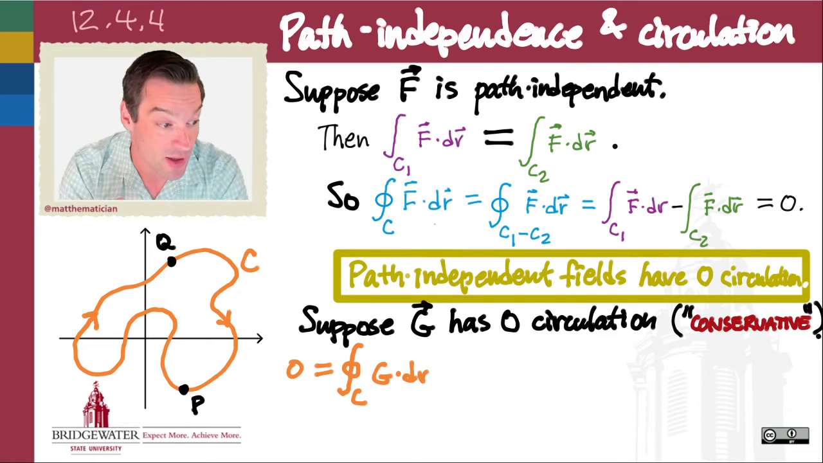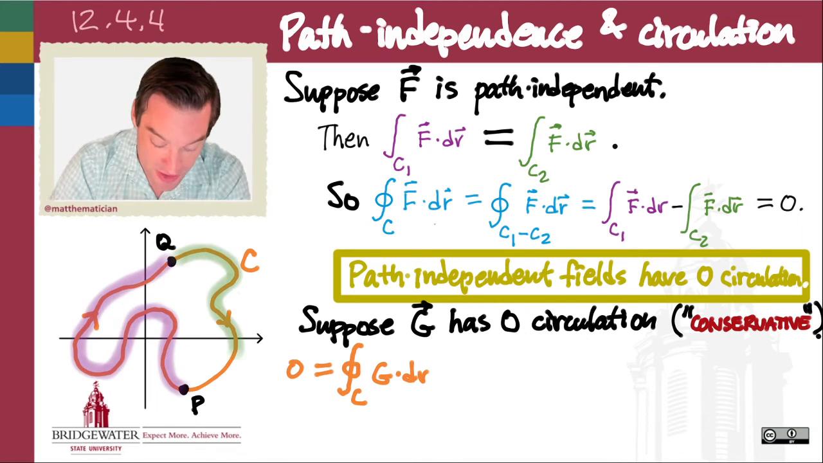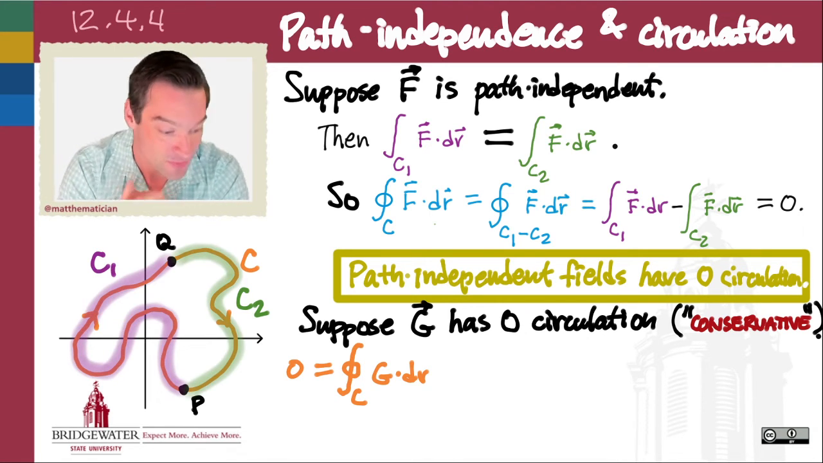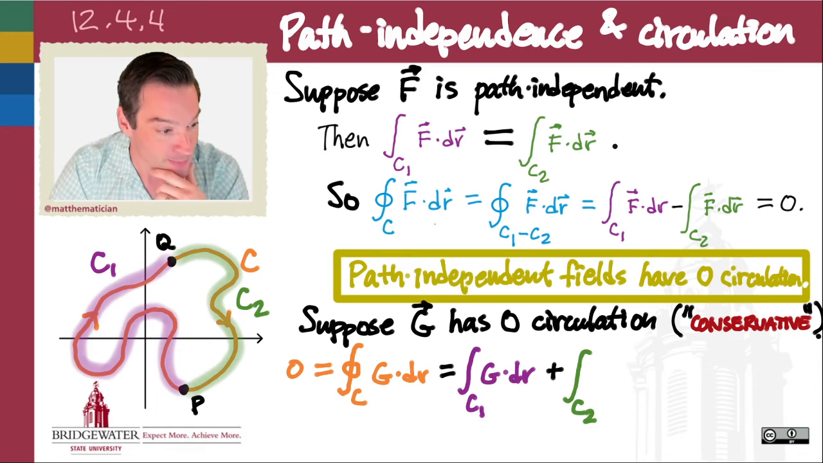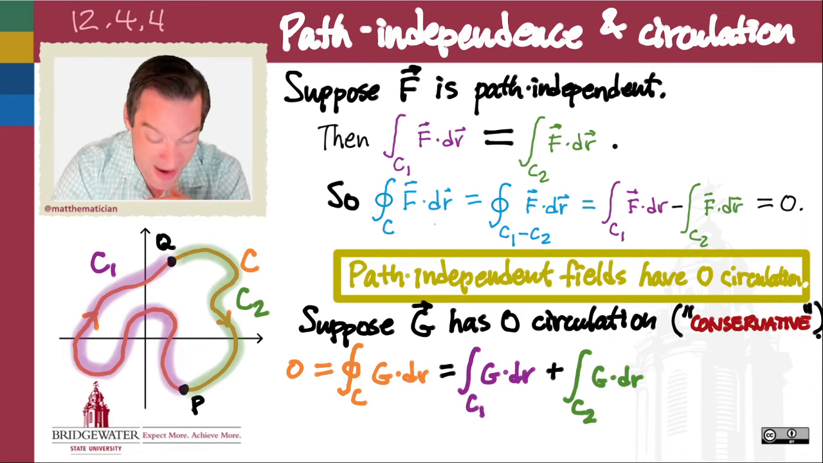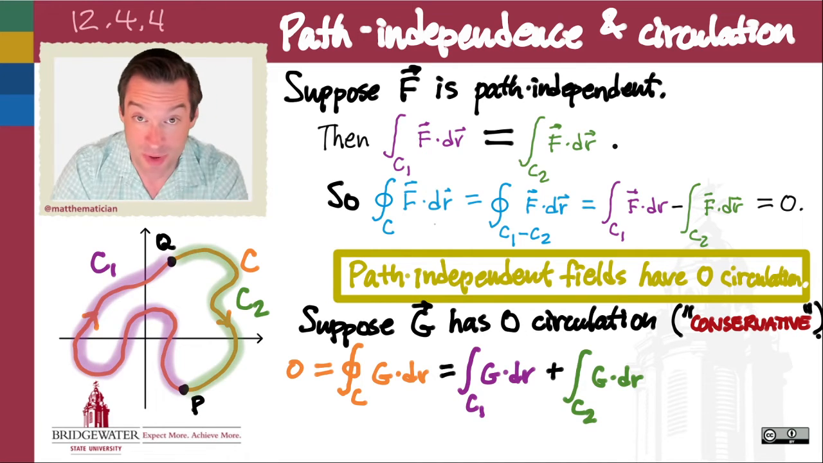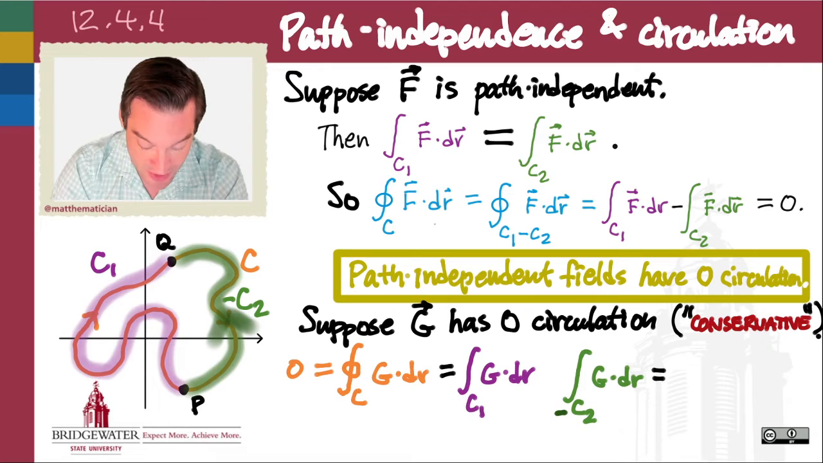pick 2 points that are on my loop, let's call them P and Q, and then use my loop to define 2 different paths from P to Q. One path is going to go from P to Q and it's going to follow my original loop. That's the path I'm going to call C1. And the other path, well, in the beginning it goes from Q back to P along the rest of my original loop C. But if I want 2 different paths from P to Q, I should reverse this second path so that it goes from P to Q instead of from Q to P. So instead of thinking about C2, I want to think about the opposite of C2.